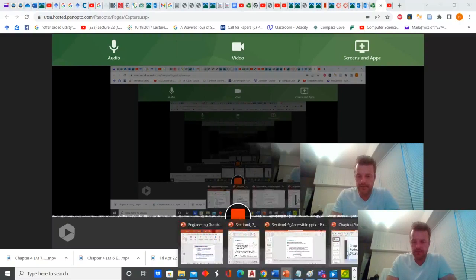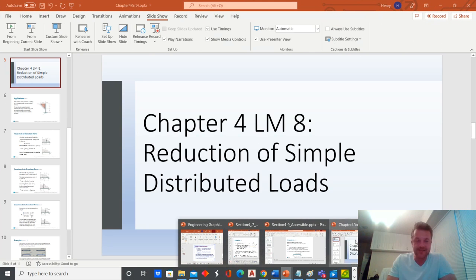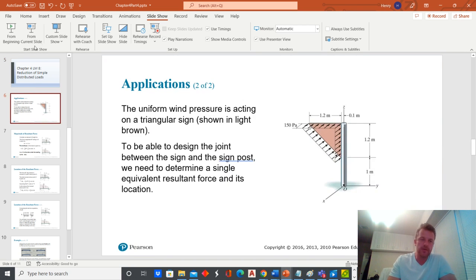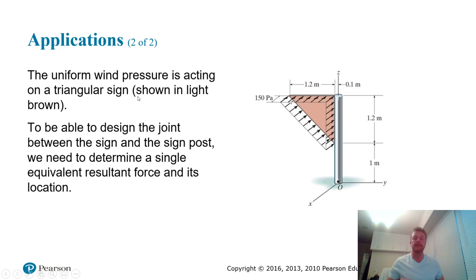How's it going, everyone? So we're finally going to finalize this chapter by looking at a learning module that's focused on reducing distributed loads. So what is a distributed load? Well, in the majority of our daily lives, when we think about bodies that are subjected to forces, it's very common for that force to actually be a pressure.